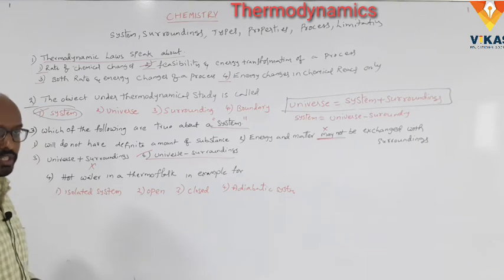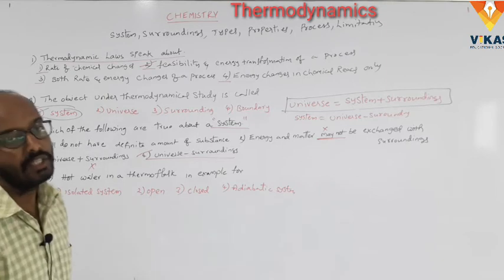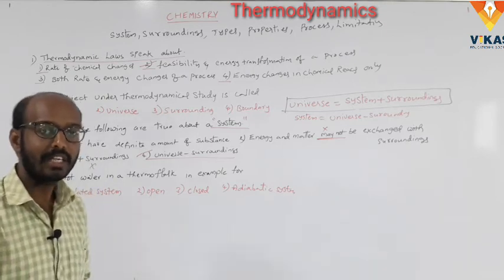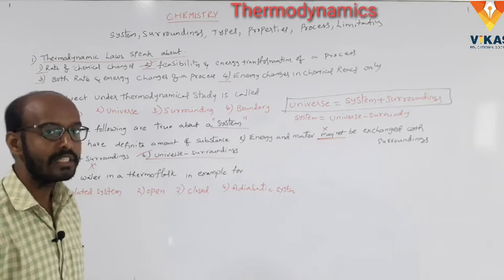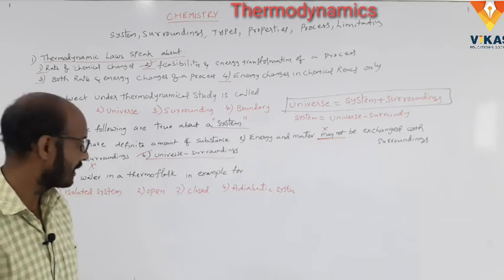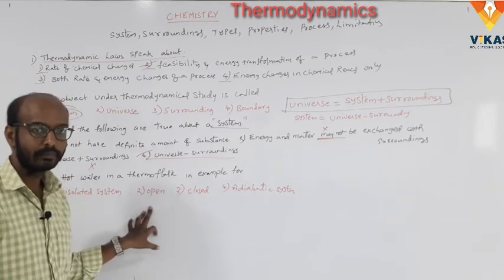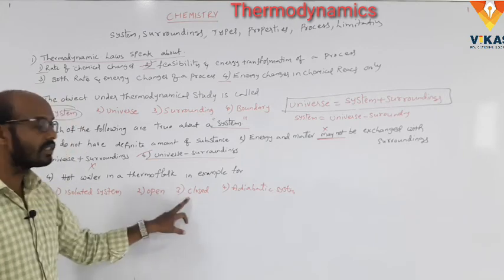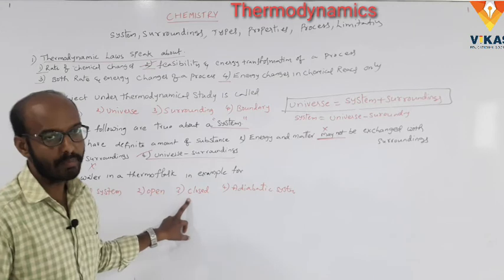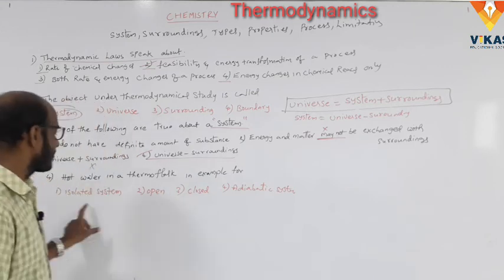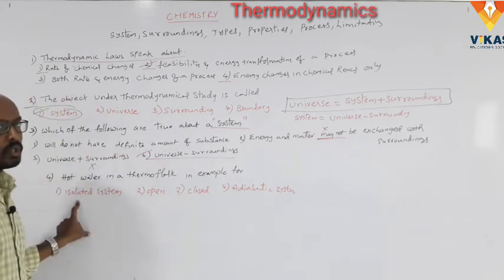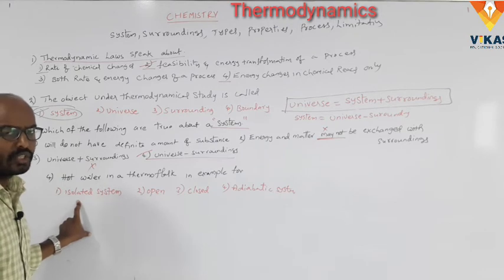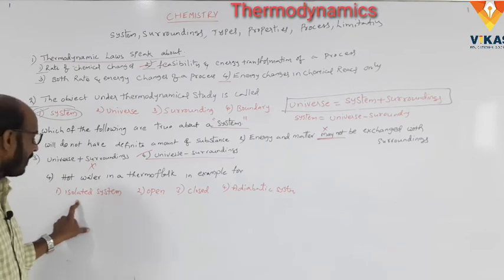What are the types of system? Based on the energy and matter exchanging between the system and surroundings, the systems are classified into three types: open system, closed system, isolated system. What is the open system? Exchanging the energy and matter is called open system. In a closed system, only energy is exchanged, not matter. In an isolated system, there is neither energy nor matter exchange. That is called isolated system.